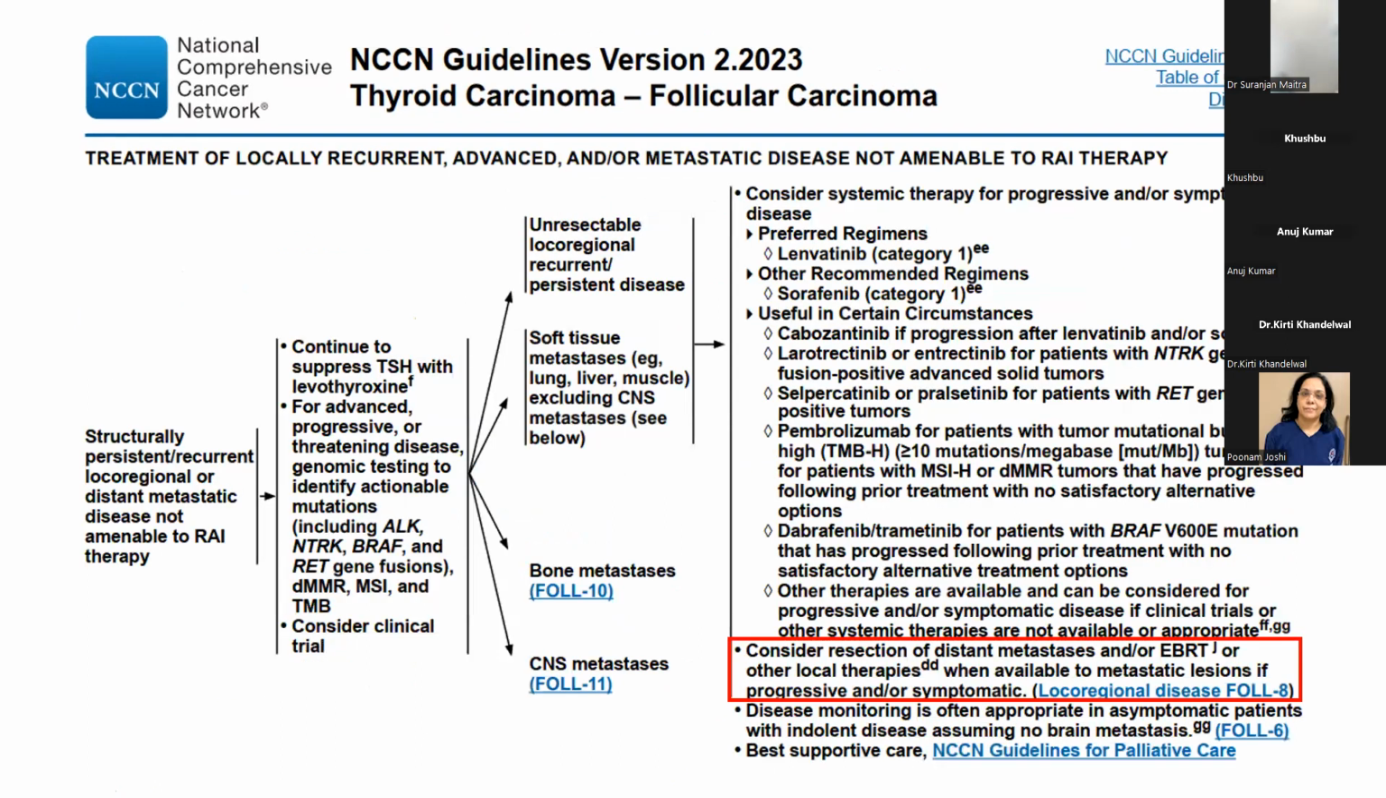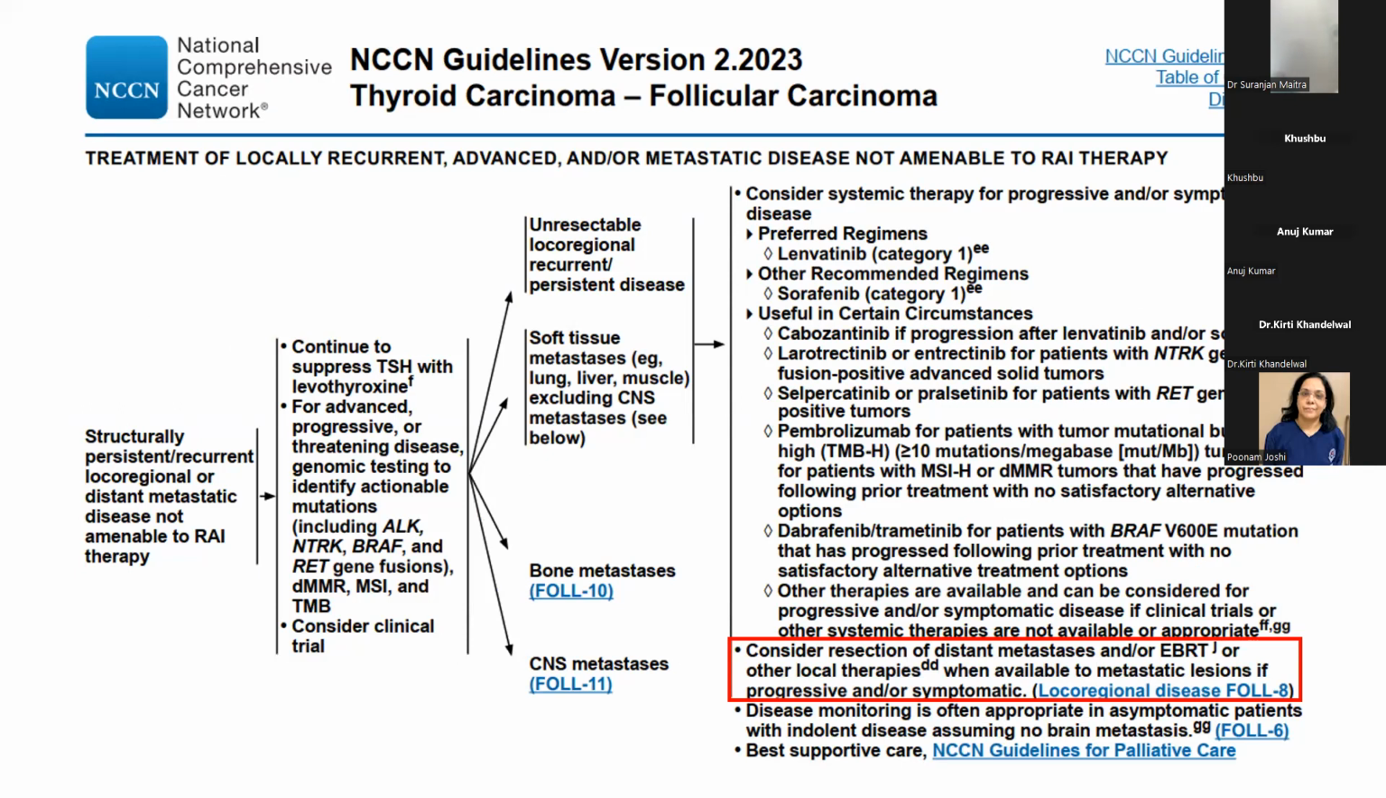So again, in the distant metastasis setting, it is recommended that we can either use local resection. For example, if there is a distant met, you can either use surgery or you can use modalities like radiation therapy if there are multiple metastatic lesions. So that sums up what is given in NCCN guidelines on EBRT.